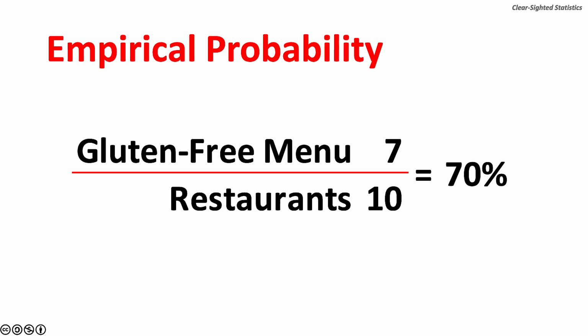Suppose you're looking for a restaurant that offers gluten-free meals. You survey 10 restaurants and 7 say they have gluten-free items on their menu. The empirical probability is 70%, found by 7 over 10.